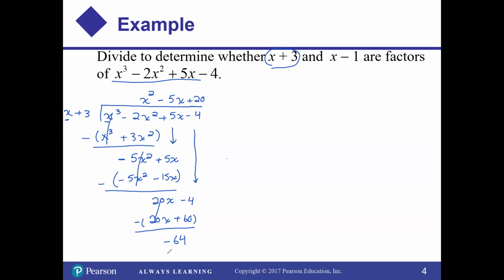So we mentioned this earlier, but this is not 0. So our remainder is not 0. Usually we write a remainder with an r up here, r negative 64. So the remainder is not 0. That tells me that x plus 3 is not a factor.